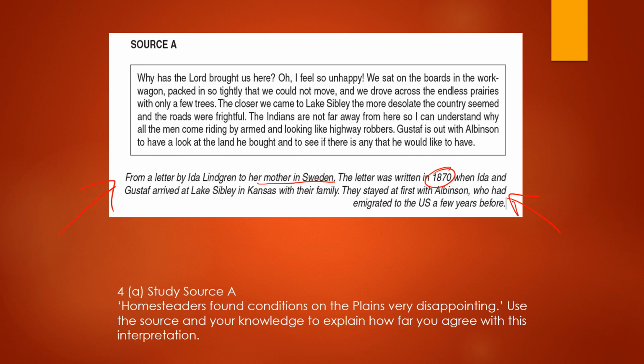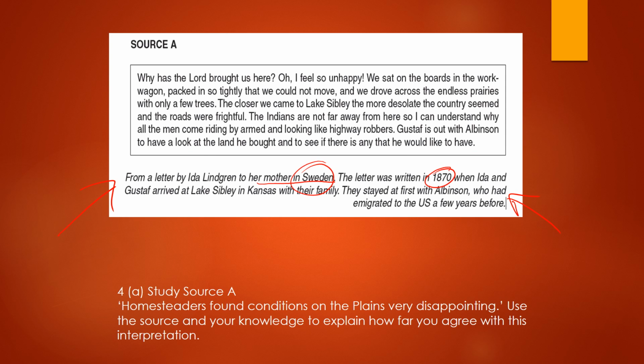When they arrived, they went to Lake Sibley in Kansas with their family. So they've gone as a family. They stayed at first with Albinson, who had emigrated to the US a few years before. So some sort of experience, but I'm interested certainly in this and definitely the date. Now have a quick look at what it says.